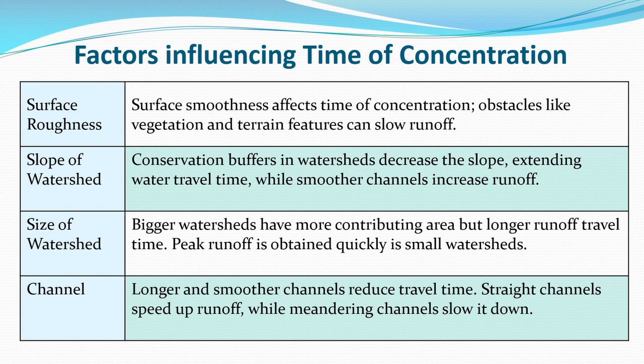Bigger watersheds have more contributing area, but it will take a long time for runoff to reach the outlet. In small watersheds, peak runoff is obtained quickly. Those channels which are longer and smoother will have reduced travel time. Straight channels will speed up the runoff, while those channels which are meandering will slow down the runoff. So these are the factors which influence the time of concentration. Runoff volume.